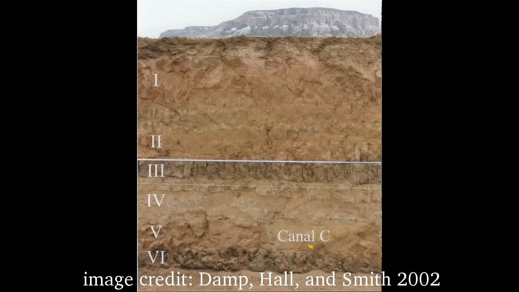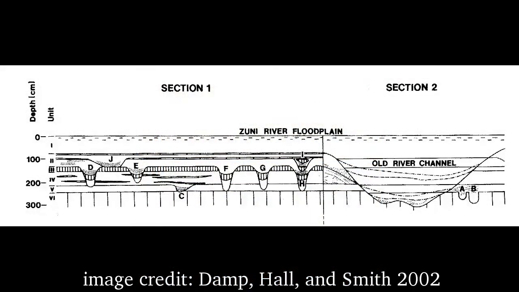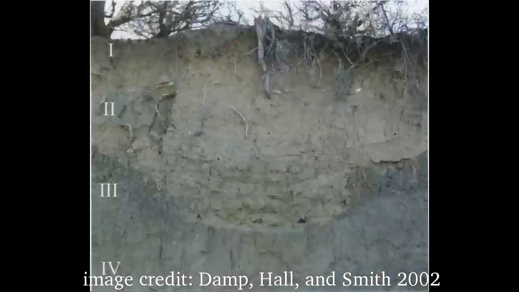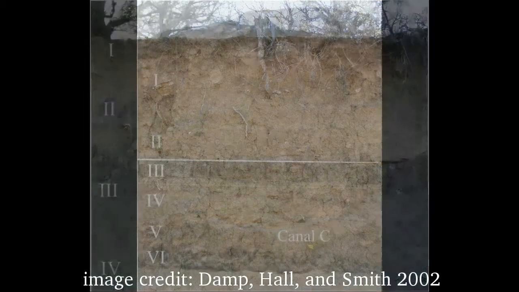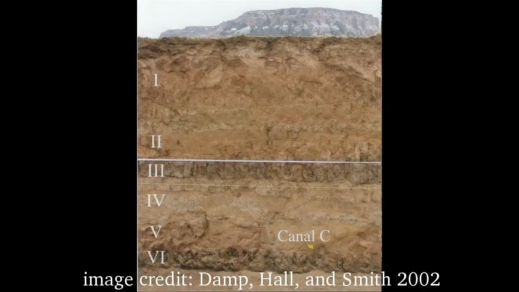Their excavations revealed a little bit of a surprise. Prior to their work, we generally believed that irrigation systems in the Pueblo regions date to roughly 1000 CE or AD, same dates, but Damp, Hall, and Smith push back these dates from their findings.